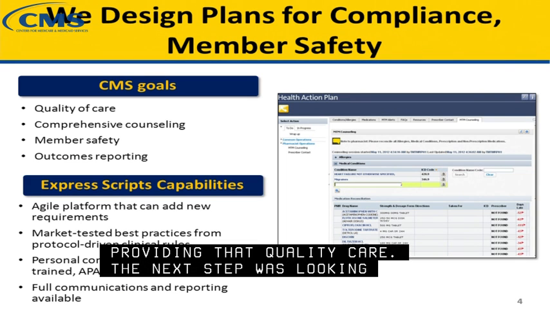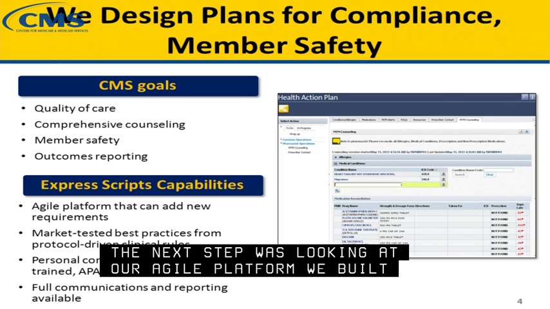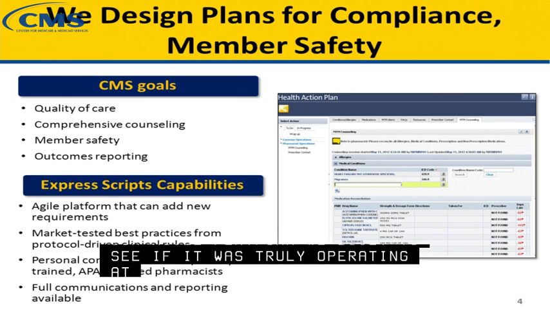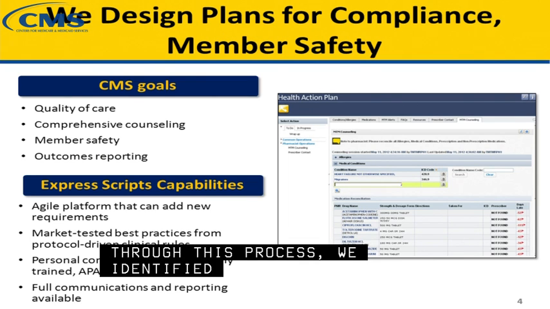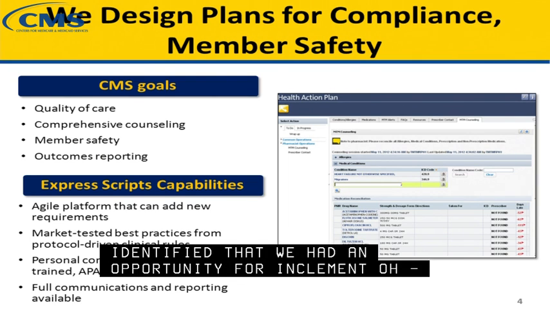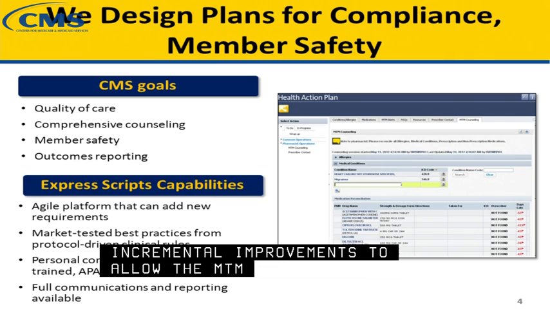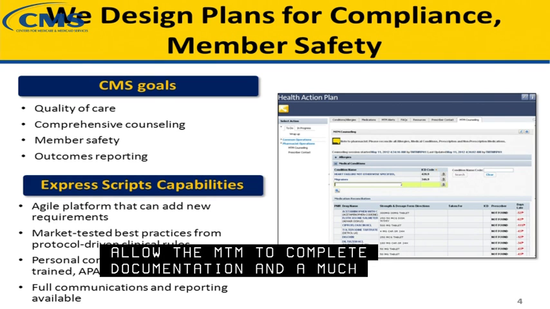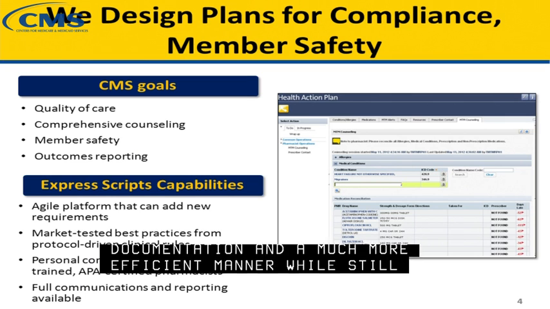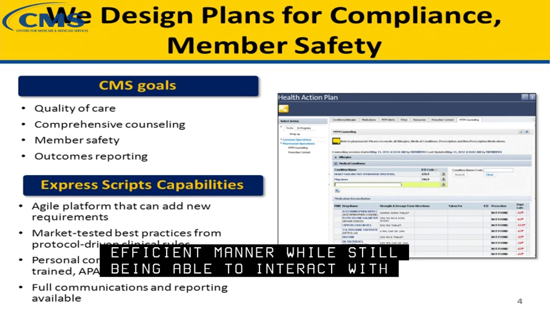Our next step was taking a look at our Agile platform that we had built to see if it was truly operating at an optimal performance. Through this process, we actually identified that we had an opportunity for some incremental improvements that could be made to the platform to allow the MTM staff to complete their documentation in a much more efficient manner while still being able to interact with the patient. Ultimately, the staff was able to complete even more comprehensive medication reviews in a shorter amount of time.